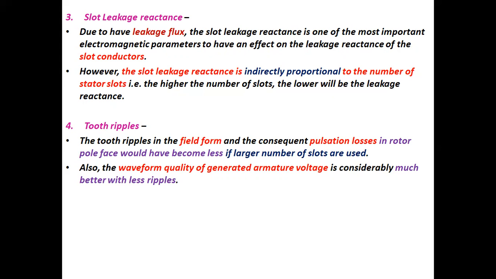4. Tooth ripples. The tooth ripples in the field form and the consequent pulsation losses in rotor pole phase become less if a larger number of slots is used. Also, the waveform quality of generated armature voltage is considerably better with fewer ripples.